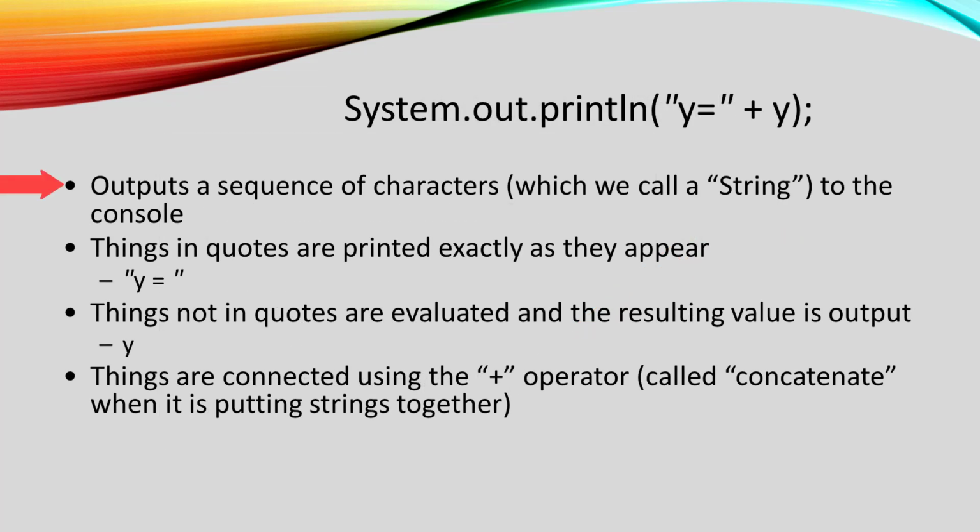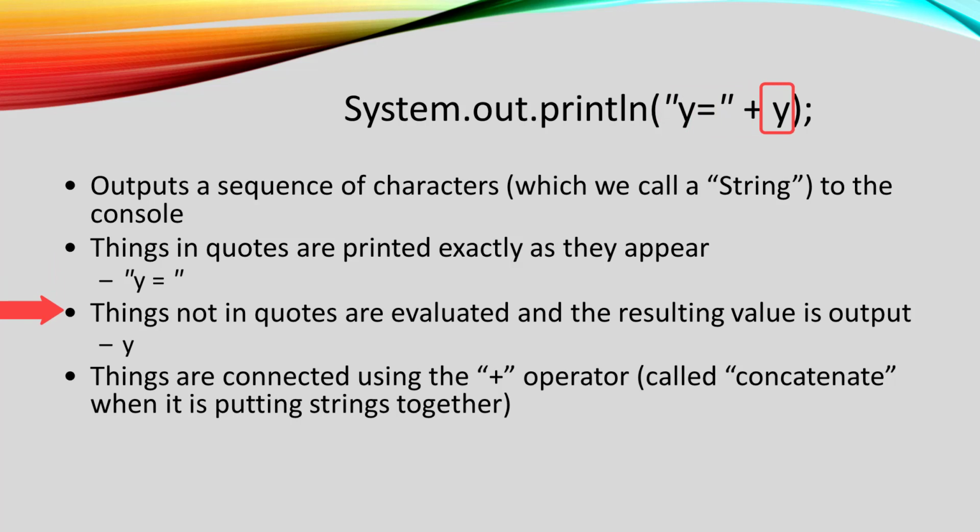System.out.println will output a series of characters to the console, to the screen. We call a sequence of characters a string. The stuff that's in the parentheses is building that sequence of characters. Things that are inside of quotes get output exactly as they are. So the "y equals" will get output exactly that way.